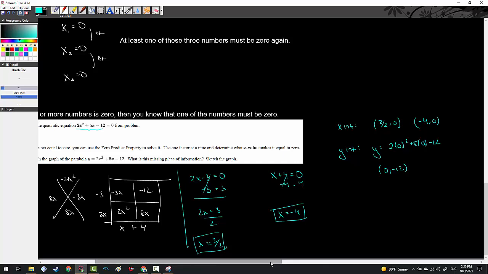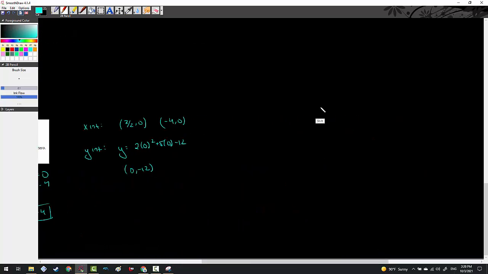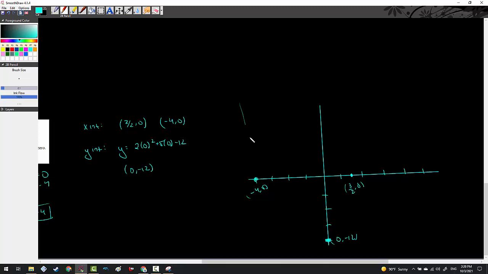And I do believe that this is probably enough information to at least sketch out this parabola here. Let's see, 1, 2, 3, 4, 5 here, 1, 2, 3, 4, and then I'll just throw down 0, negative 12 down here. It's not a big deal. 0, negative 12, negative 4, 0, and then positive 3 halves is about 1.5. And here we go. Right now we're not really going to be too worried about where the vertex is. We'll talk about that in a later chapter. But that is what the zero product property allows us to do. It allows us to find the x-intercepts of a parabola.